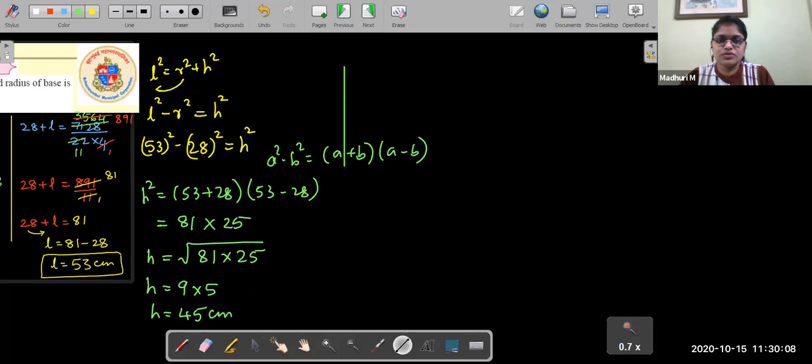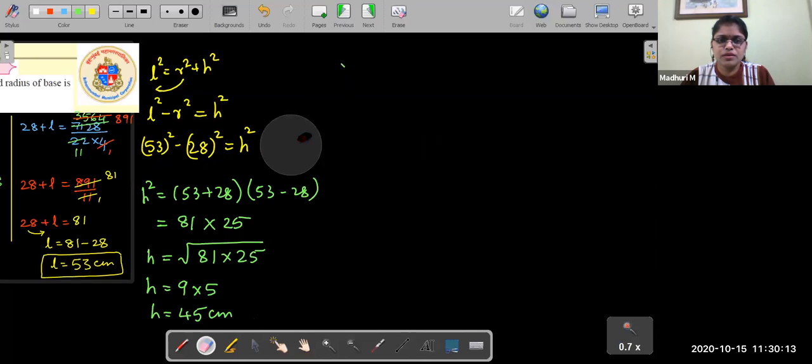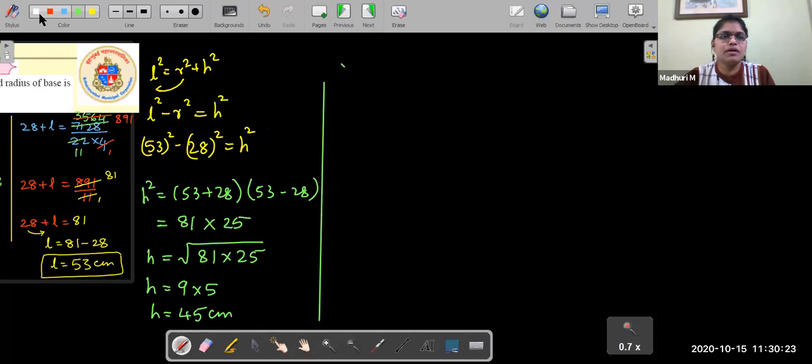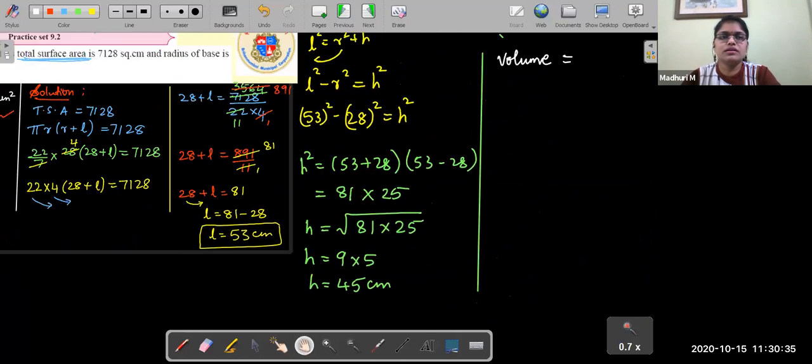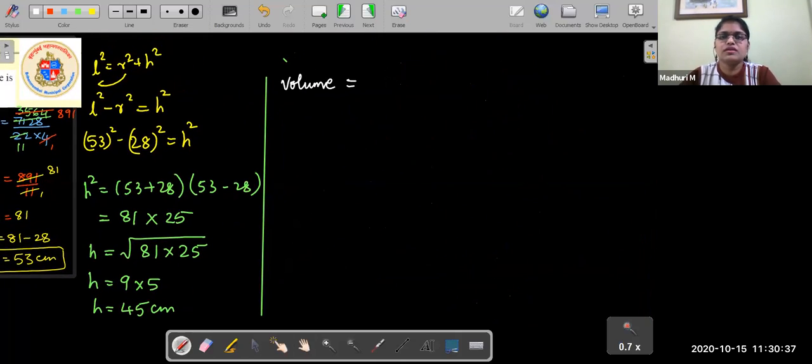And then next we have to find the volume, right, students? So I'm going to erase that identity. Then the next step is to find the volume, which is the main part of the question and the last part. What is the volume of a cone? Let us quickly go back. We are asked to find the volume, and that is 1/3 pi r squared h, right? We are just going to substitute the values here.